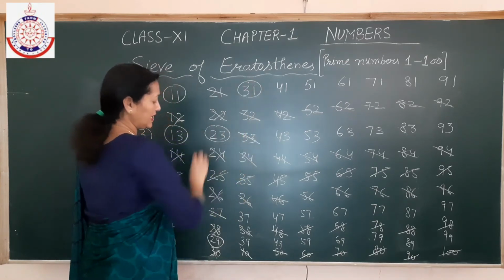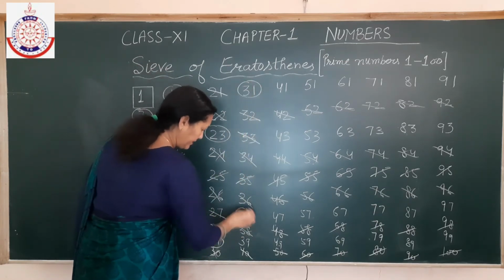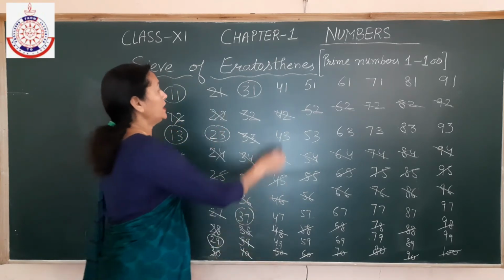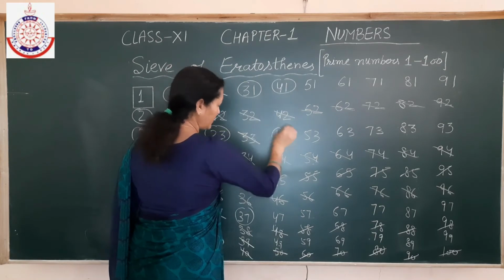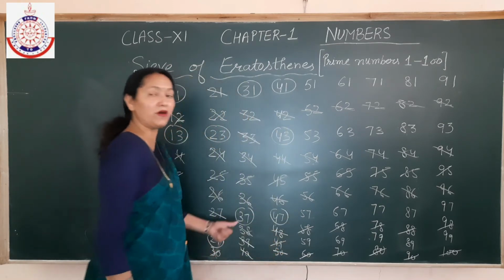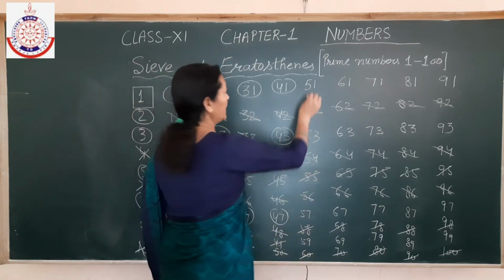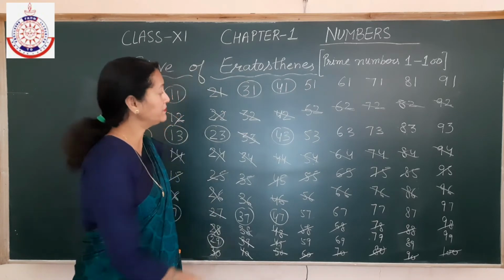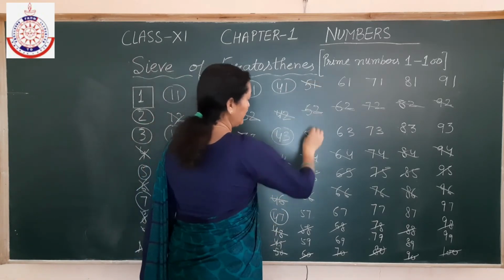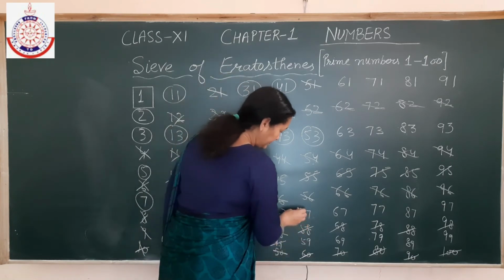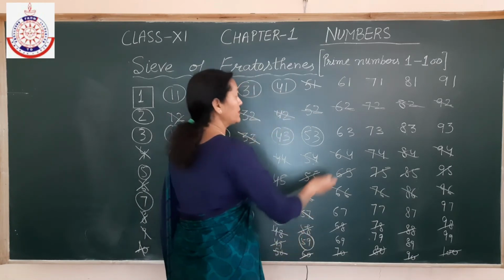33 comes in the table of 11. 37 prime, 39 comes in the table of 13 and 3, 41 is prime, 43 is prime, 47 is prime, 49 comes in the table of 7, so not prime. 51 comes in the table of 17, so not prime. 53 is prime, 57 is also not prime, 59 is prime.